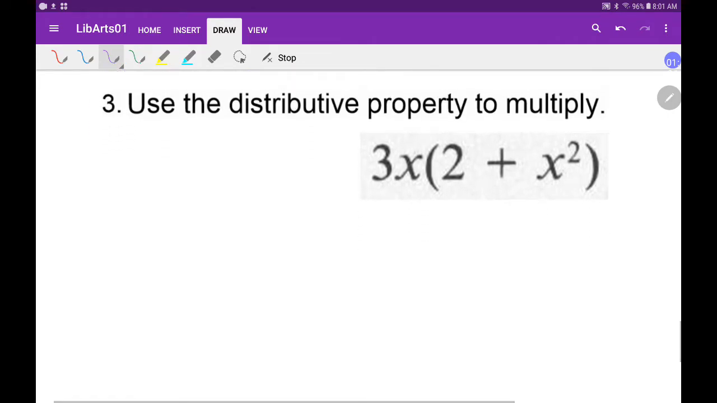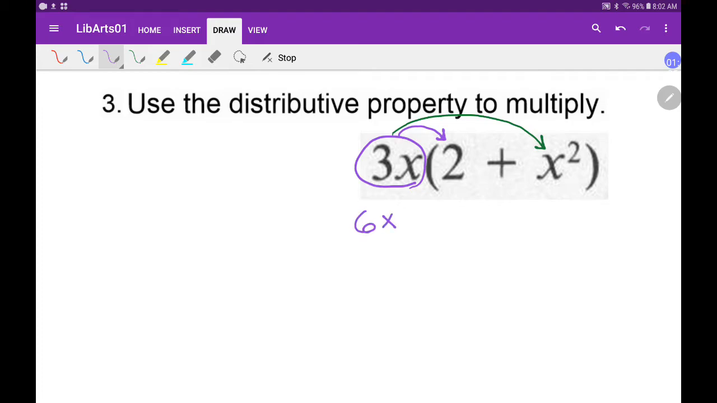Okay, use the distributive property to multiply. All right, so let's see. We're going to take this number out in front, and we're going to multiply it by the first thing, and then we're going to multiply it also by the second thing. Okay, so what happens when we multiply it by the first thing? 3 times 2 is 6, so I'm going to get 6x.